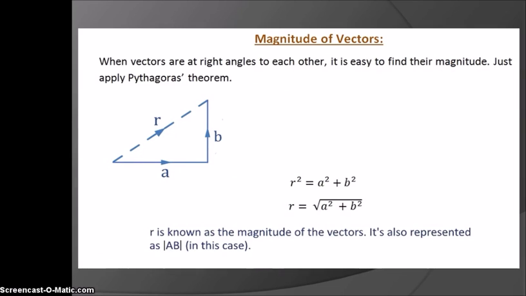Magnitude of vectors. When vectors are at right angles to each other, it is easy to find their magnitude just by applying Pythagoras theorem. So when we have two vectors A and B at right angles to each other, here is the magnitude, which is R, and by the Pythagorean theorem, R squared is equal to A squared plus B squared. To find R, which is the magnitude, you have to find the square root of the right hand side.